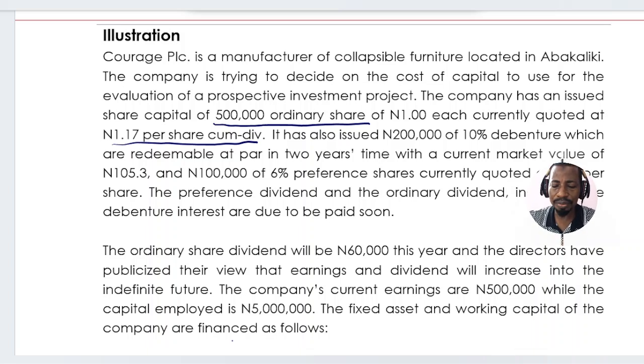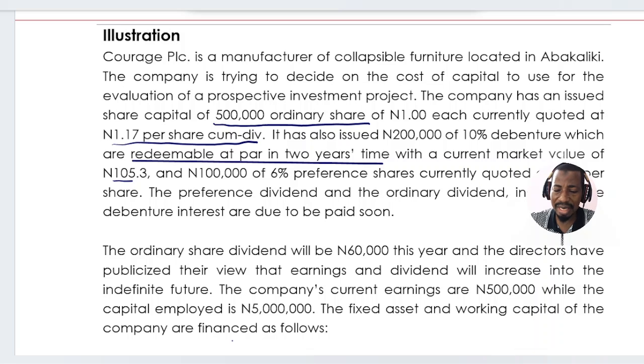It has also issued 200,000 naira of 10% debenture, which are redeemable at par in 2 years' time. So we have been given a redemption date for the debenture, with a current market value of 105 naira 3 kobo. This 105 naira 3 kobo is cum int. Then 100,000 naira of 6% preference share, currently quoted at 40 kobo per share.